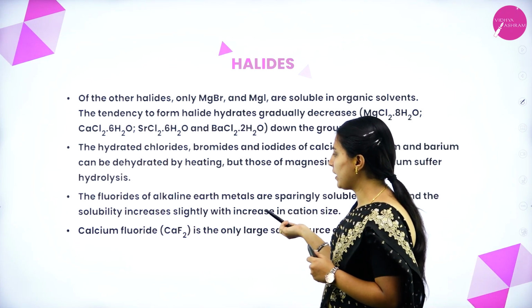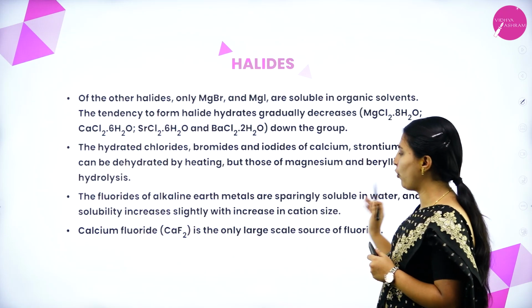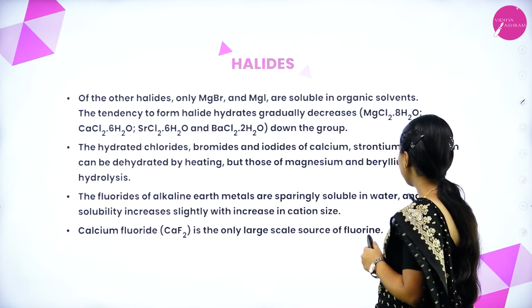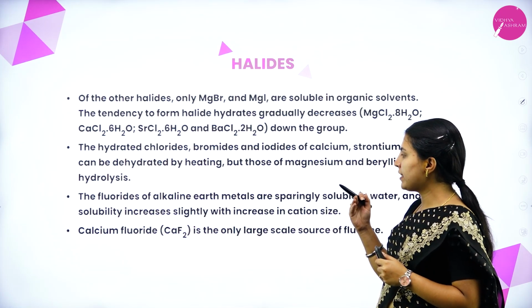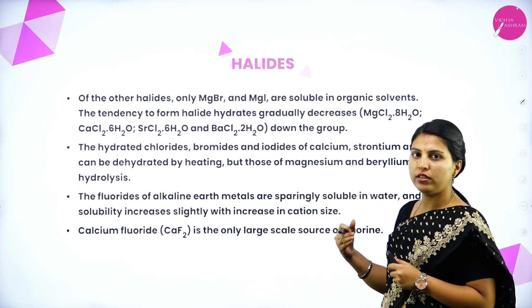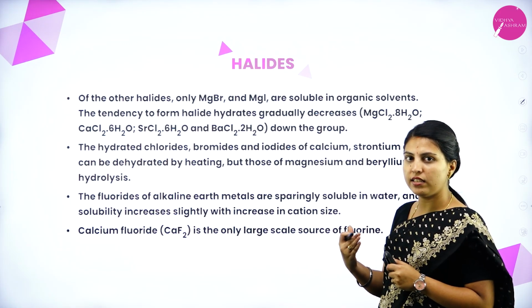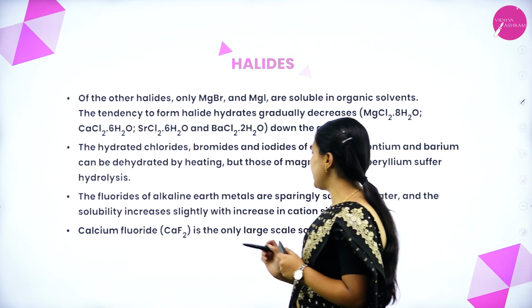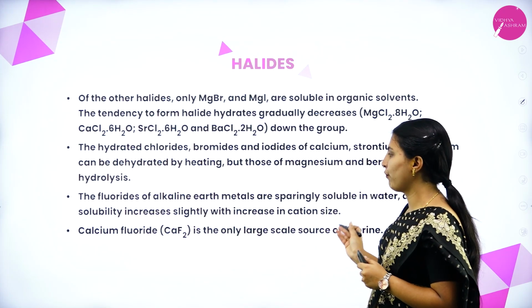The fluorides of alkaline earth metals are sparingly soluble in water. Sparingly means not completely soluble, not even partially. The solubility increases slightly with increase in cation size. As the cation size increases, the solubility also increases. Calcium fluoride is the only large scale source of fluorine.